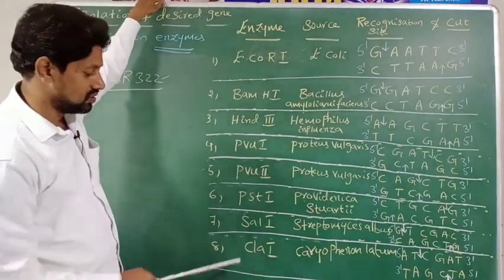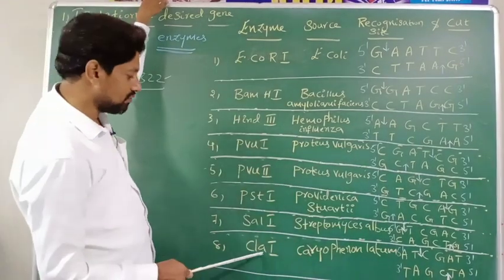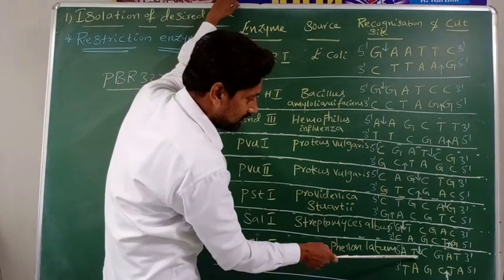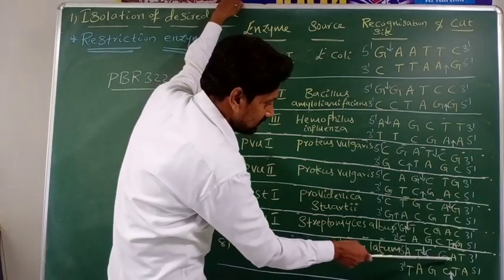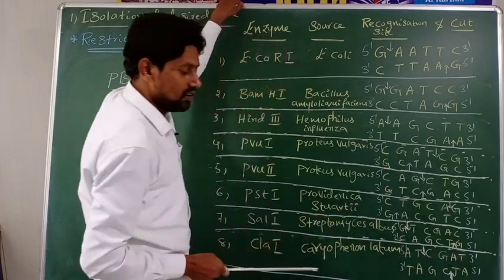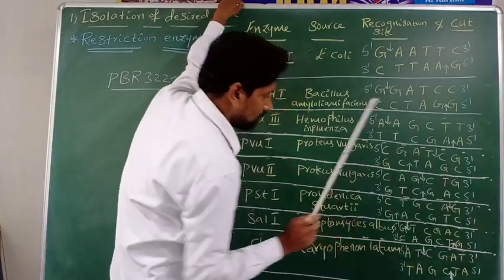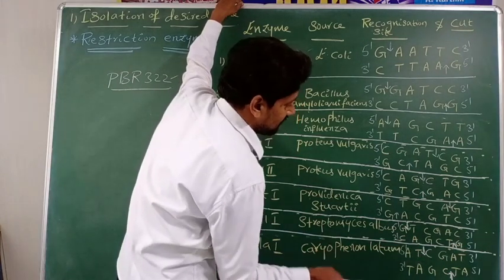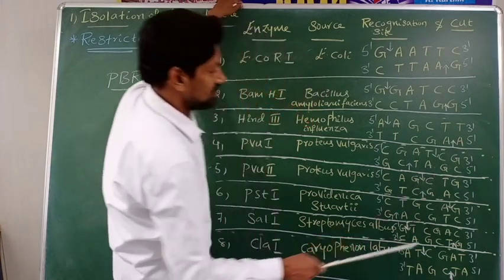Now go for the last one. ClaI. Sir, for this enzyme, the recognition site is what? ATCGAT, reading from 5 prime to 3 prime. Cut is made between what, sir? Cut is made between T and C.